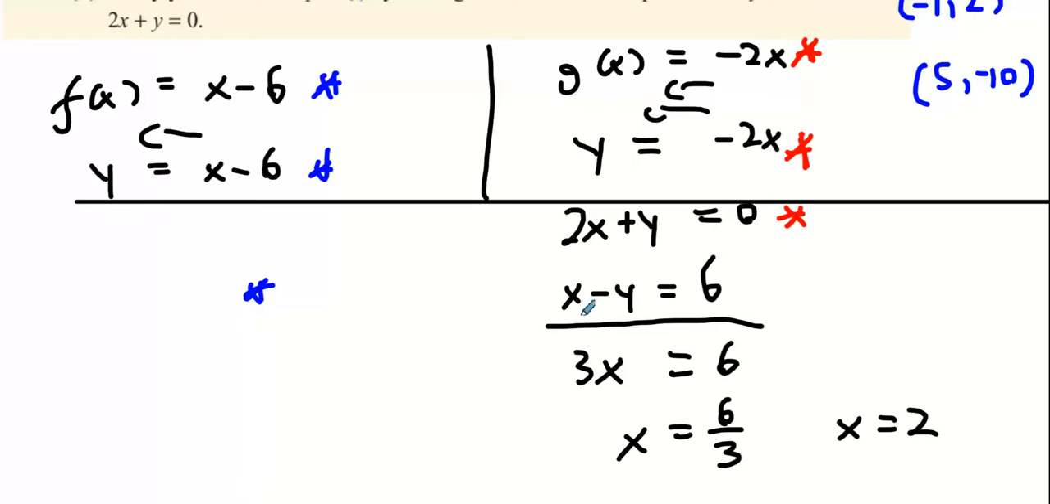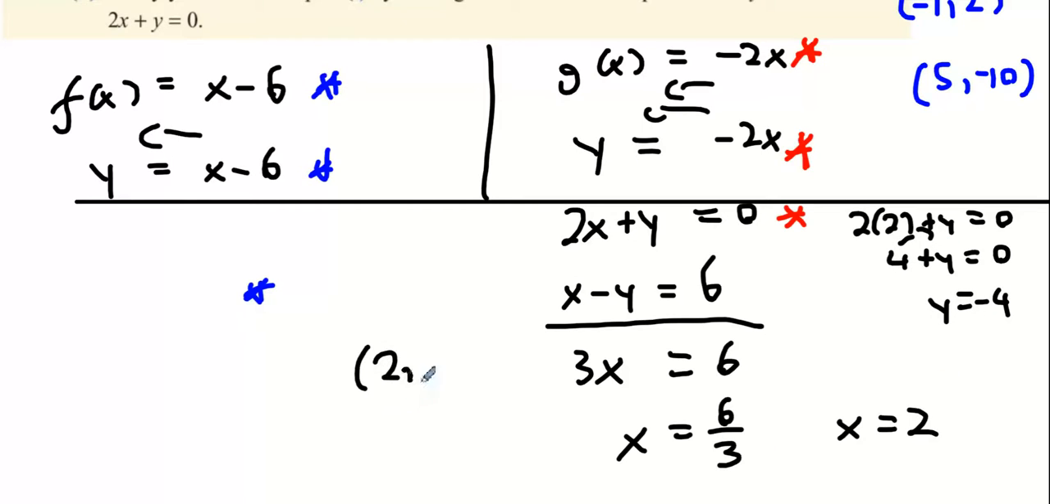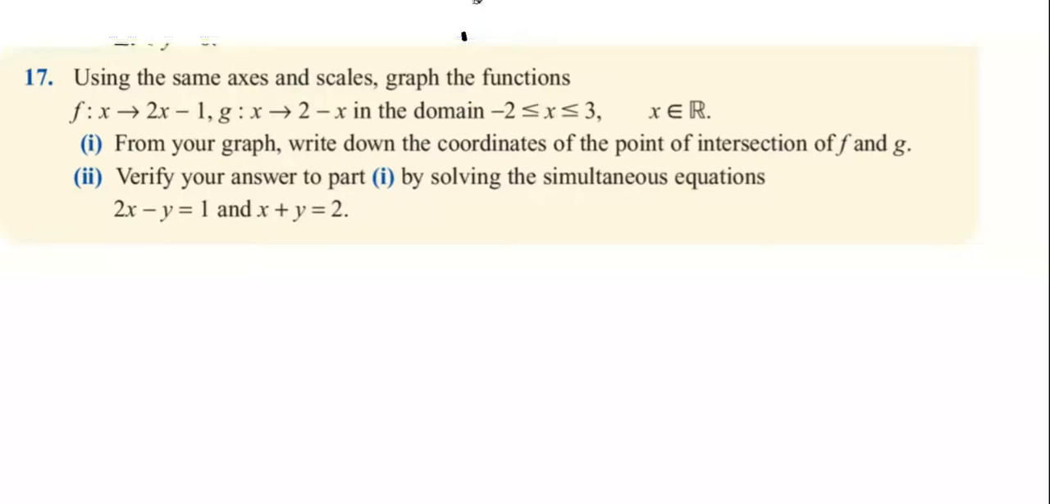We can sub it back in here, or into either one of them. I'll sub it into the top one. So 2 times 2 plus y equals 0. 2 times 2 is 4. 4 plus y equals 0. This implies y has to equal -4, which gives us the point 2, -4, which we already knew to be the answer. Okay, question 17.